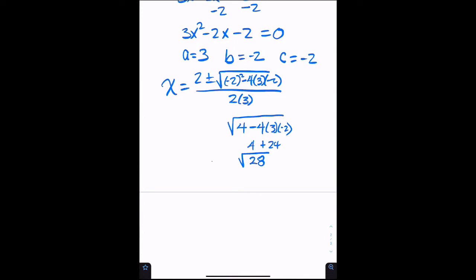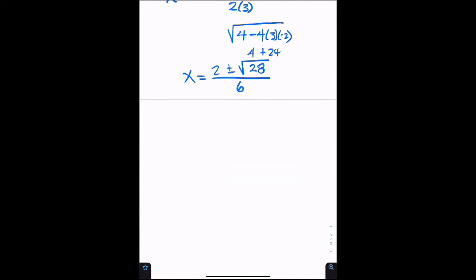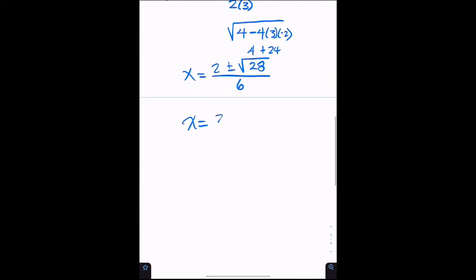Now let's write the rest. 2 plus or minus over 2 times 3, which is 6. So that's what x equals. There's more that we can do to simplify it. So we got x is equal to 2 plus or minus. Now 28, isn't that the same as saying 4 times 7? And this is all over 6. So that square root of 4 times 7 can also be written as square root of 4 times the square root of 7. And that can be written as 2 square root of 7.